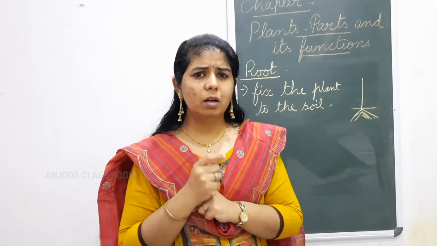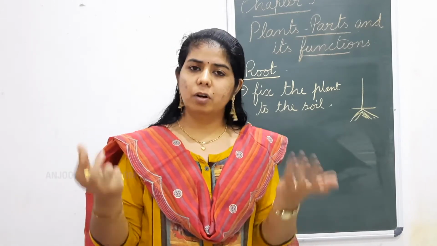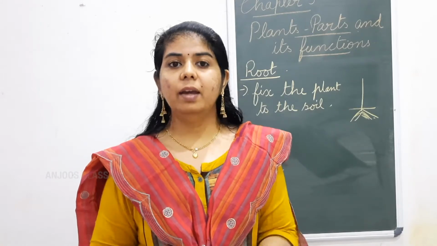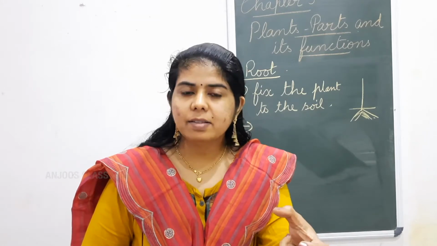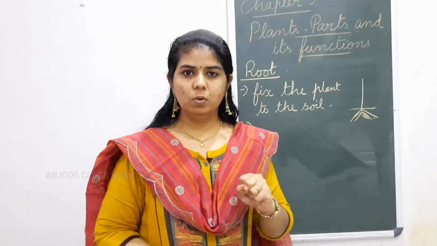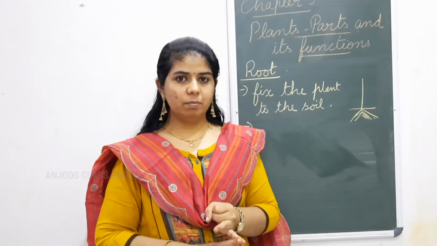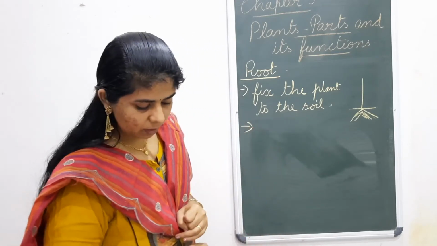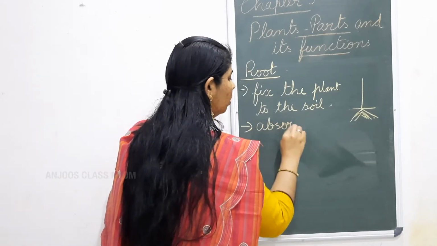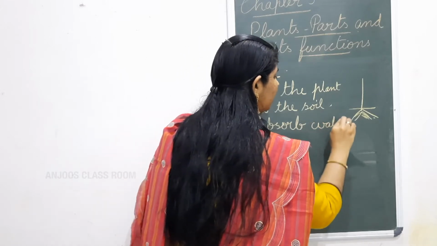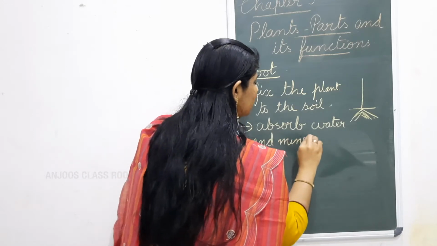In the summer season it needs more water. Now it is rainy season, no need of water because the rain water is falling down, so it gets water. Anyway, the water that we are pouring and giving is absorbed by the roots. So the roots absorb water and minerals from the soil. That is the next one. Roots absorb water and minerals from the soil.